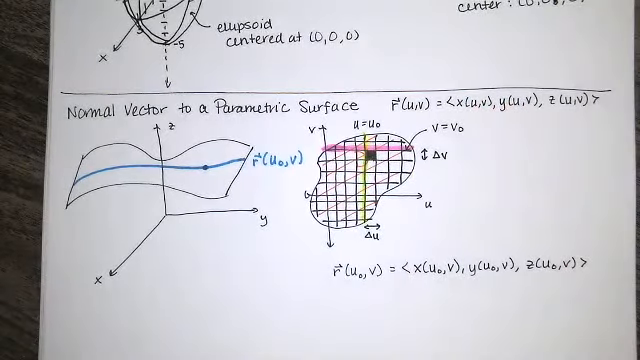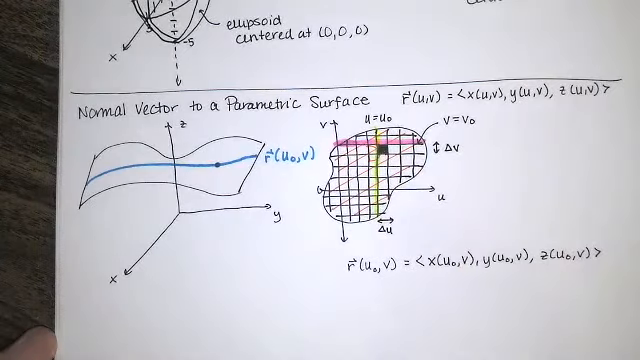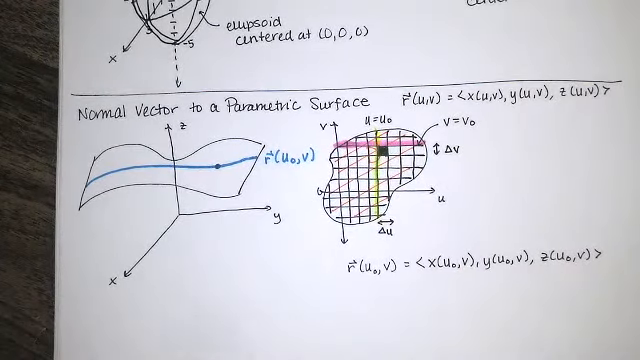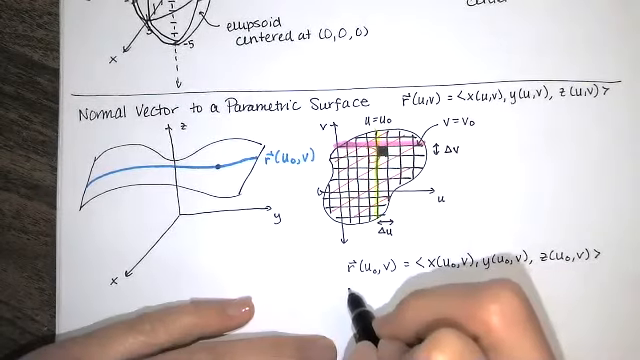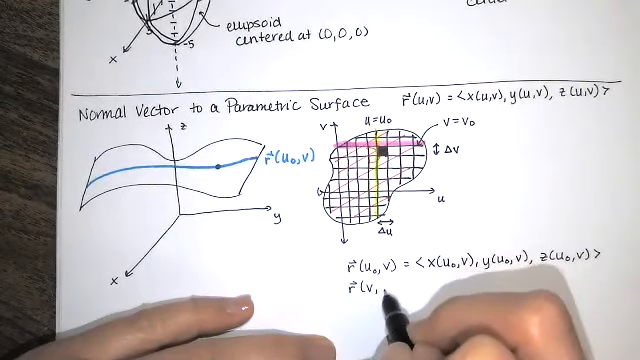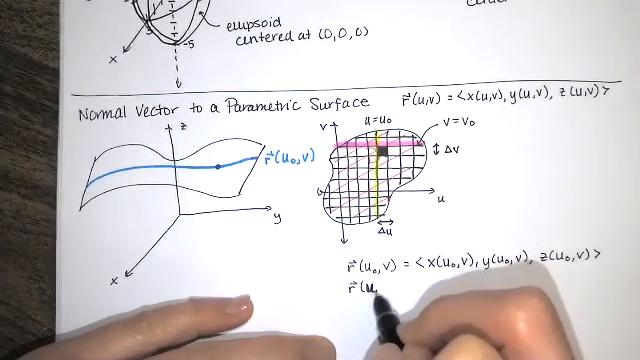That's v equals v naught. When v is equal to v naught, that corresponds to a curve on the surface. Oops, it's r of u and v naught.